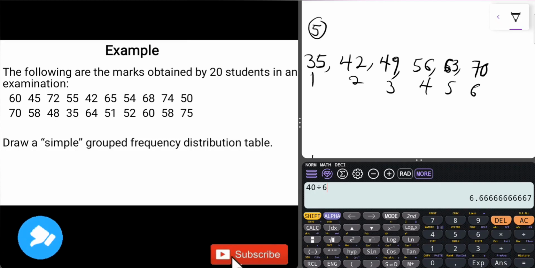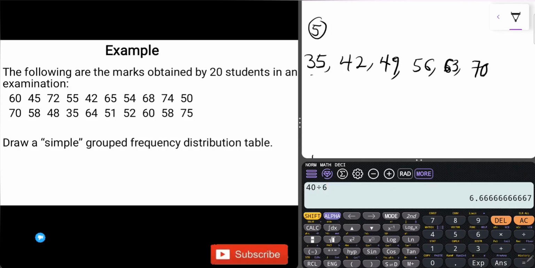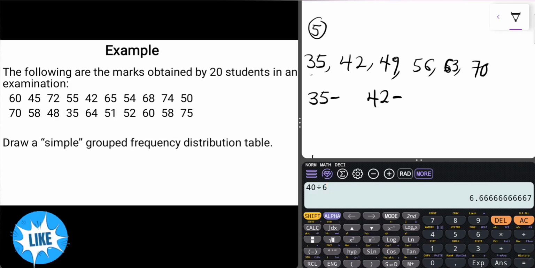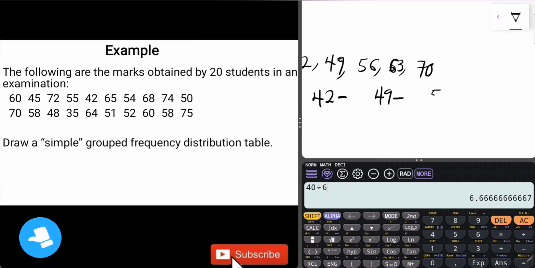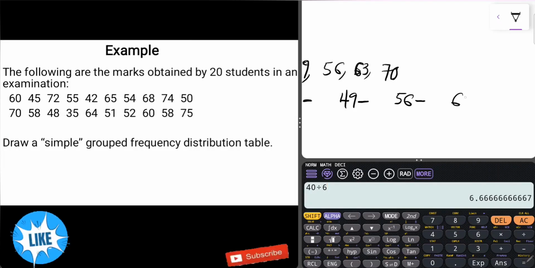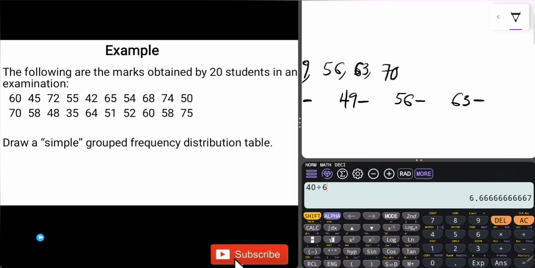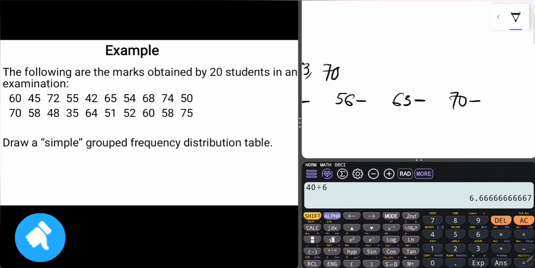Is that okay? Right. So once you have gotten that, the next step is to find also our upper class limit. So now we have this. We have 35 hyphen, and we have 42 hyphen. We're going to have our 49 here as our lower class limit for the third class. Then 56 as our lower class limit for the fourth class. Then 63 as the lower class limit for the fifth class, and then 70 as the lower class limit of the sixth class.